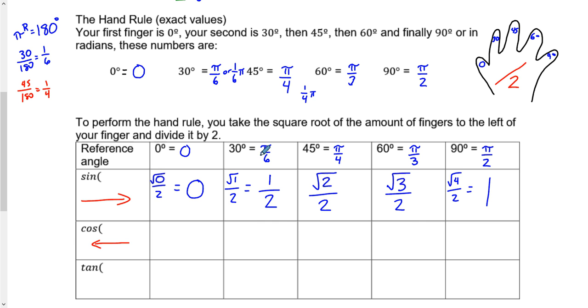The faster way of knowing it, though, is that as soon as you've done your sine, your cosine is just each of these numbers backwards. Yes, the sine and cosine of pi over 4, or 45 degrees, are both root 2 over 2.